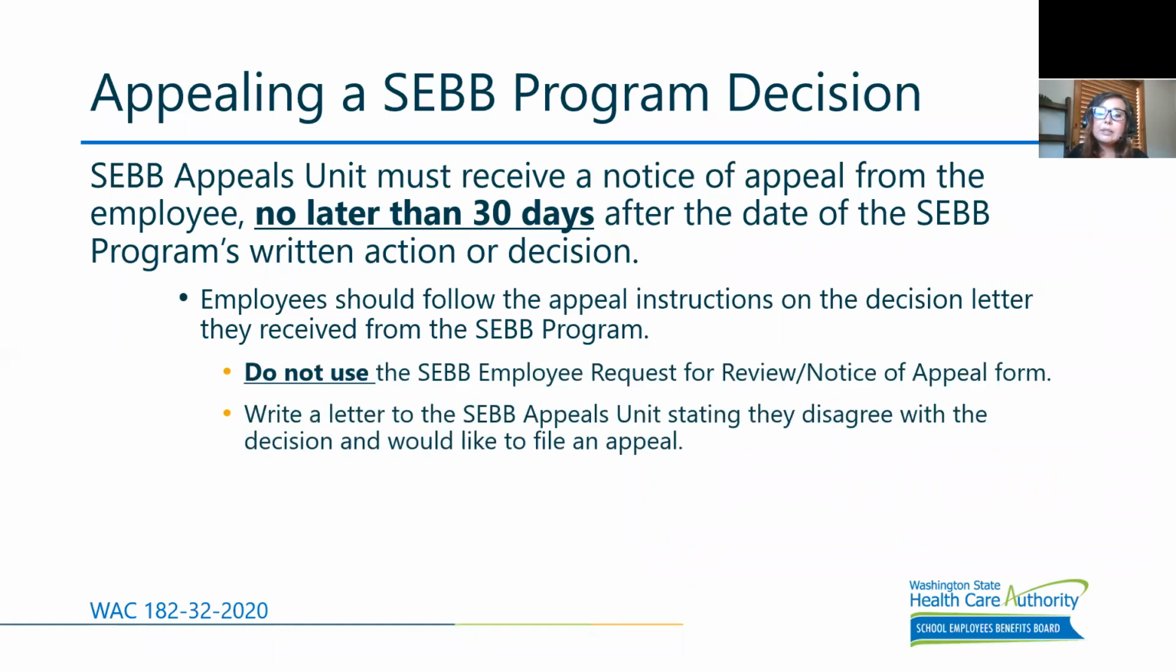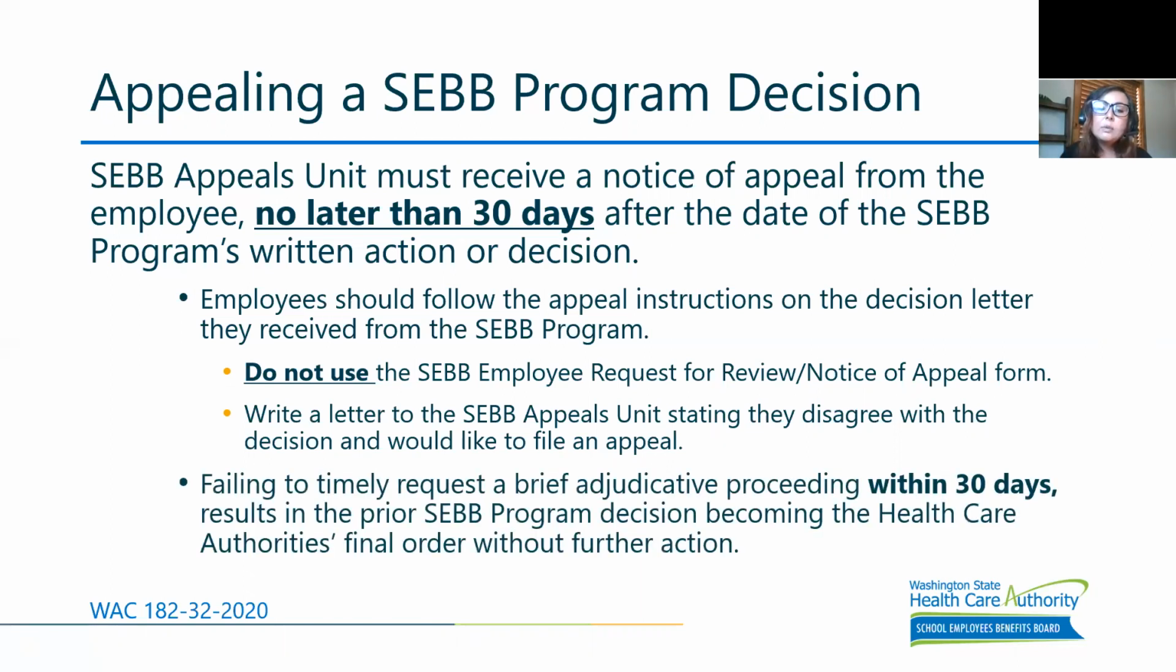Now, I want to point out that they should not be using the SEBB employee request for review notice of appeal form, the normal appeal form they would use if they're appealing to their SEBB org. They will be required to write a letter to the SEBB appeals unit stating that they disagree with the decision and would like to file an appeal. And this is stated in those specific appeal instructions that are attached with the letters that they receive.